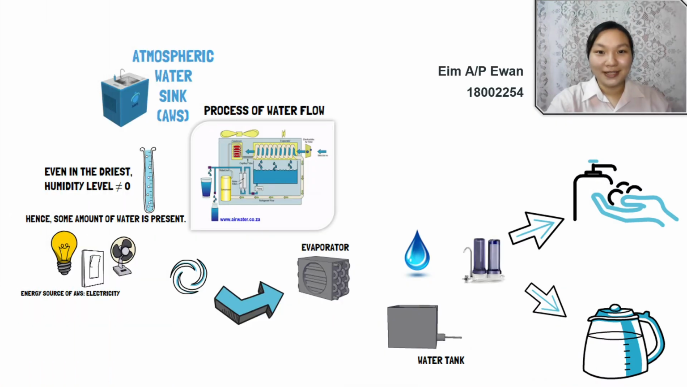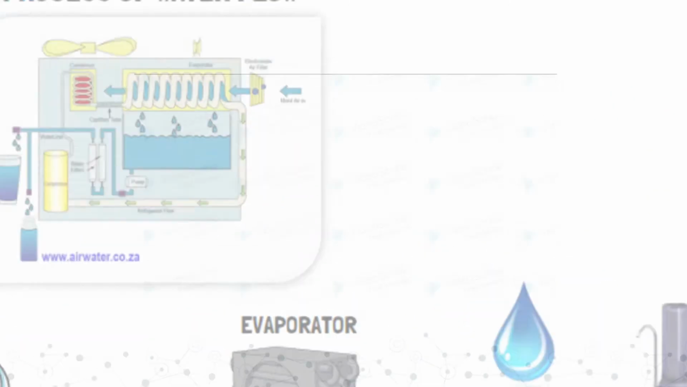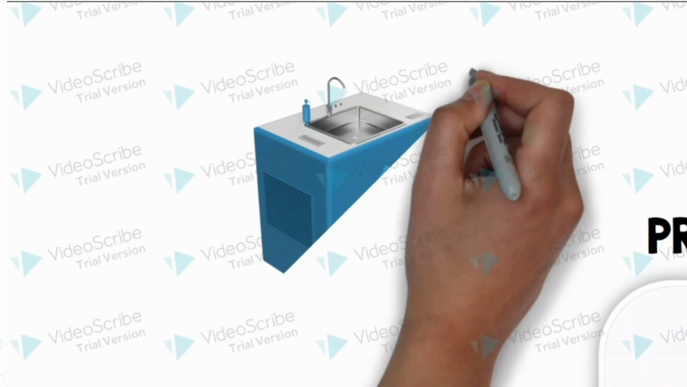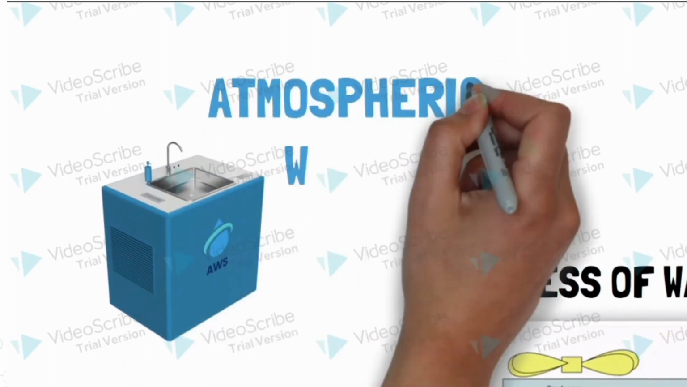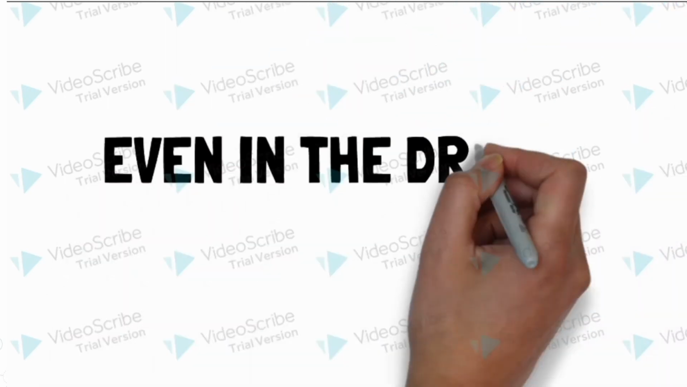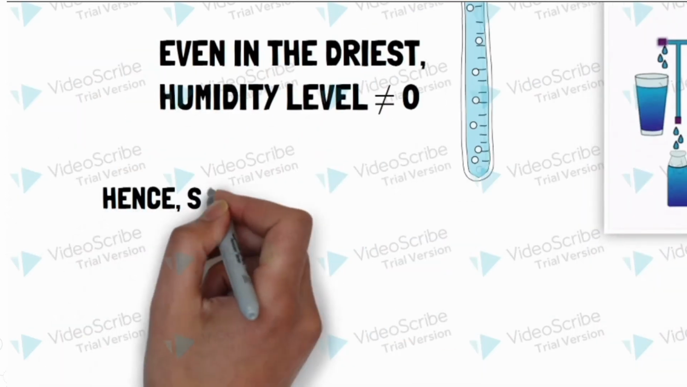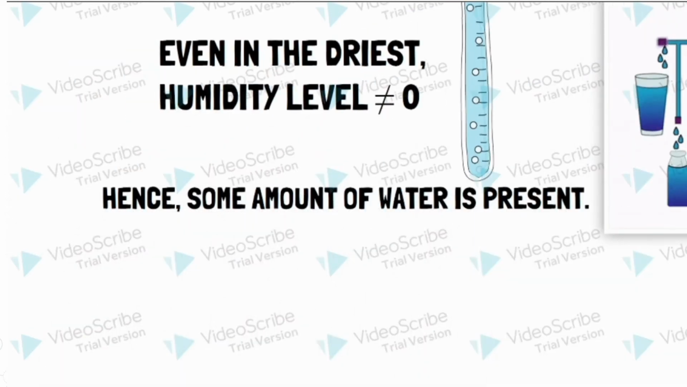Now, I'll continue the presentation by explaining the process of water flow. Can we turn atmospheric air into clean and usable water? Let's go through the process of water flow for the atmospheric water sink. Firstly, we should understand that even in the driest places, the humidity level is never zero. Hence, some amount of water is present.